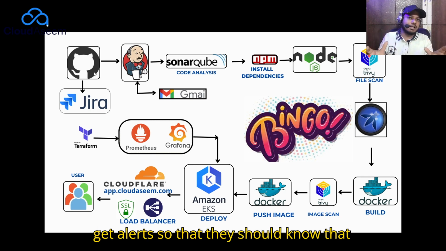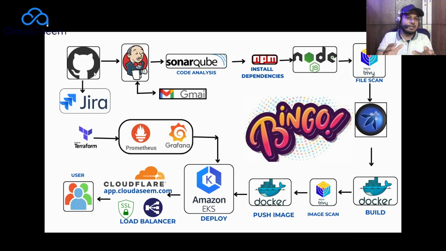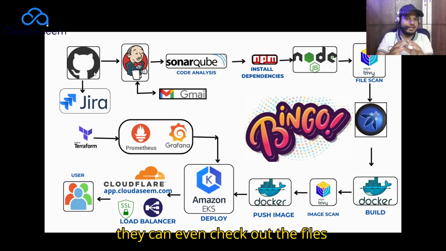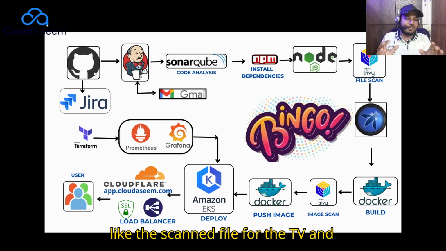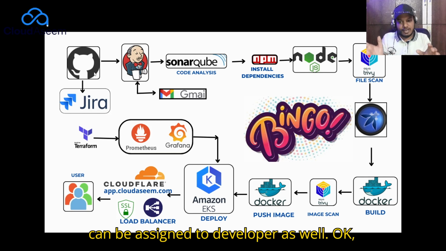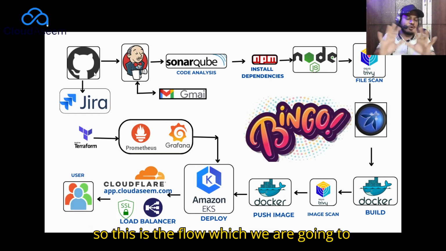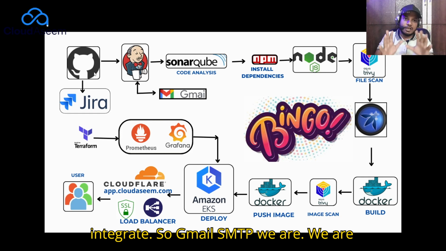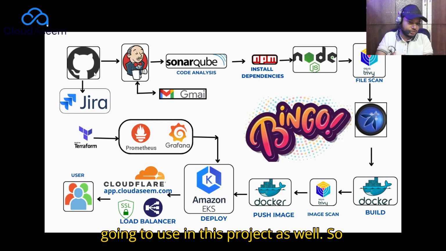The team should get alerts so that they know whether the pipeline succeeded or failed, and they can even check out the files, like the scan file for the TV and everything. They can review that and it can be assigned to a developer as well. Okay, so this is the flow which we are going to integrate. We are also going to use Gmail SMTP in this project.